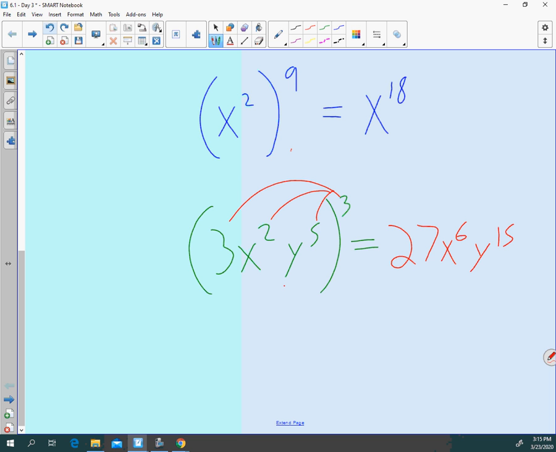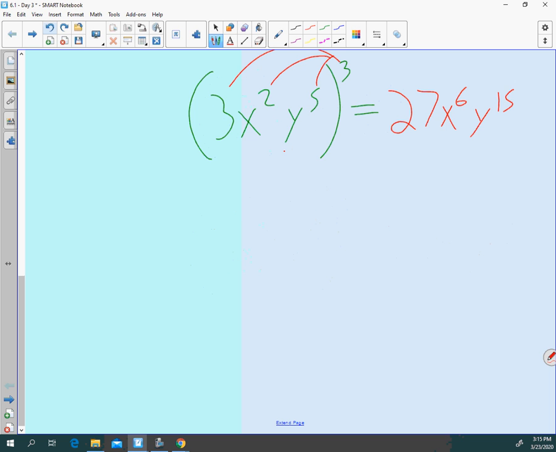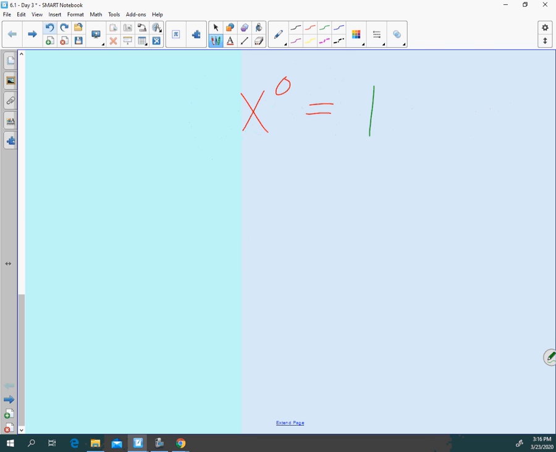Then we started to add negatives and zeros. The x to the 0, that's super easy. Anything to the 0 power, right? Parker, what do you got for that one? X to the 0, it's going to be 1. Okay, nice work.